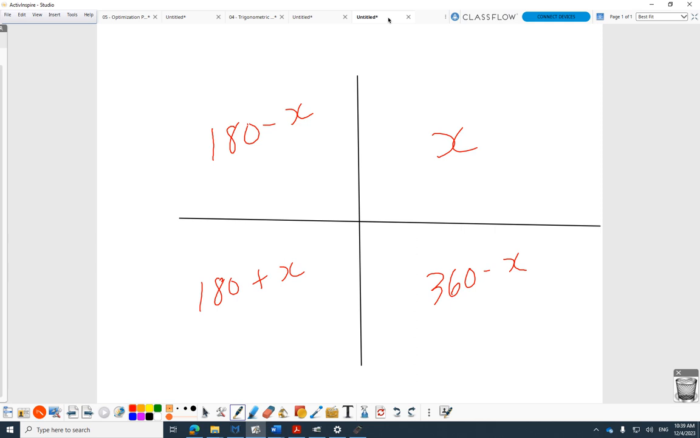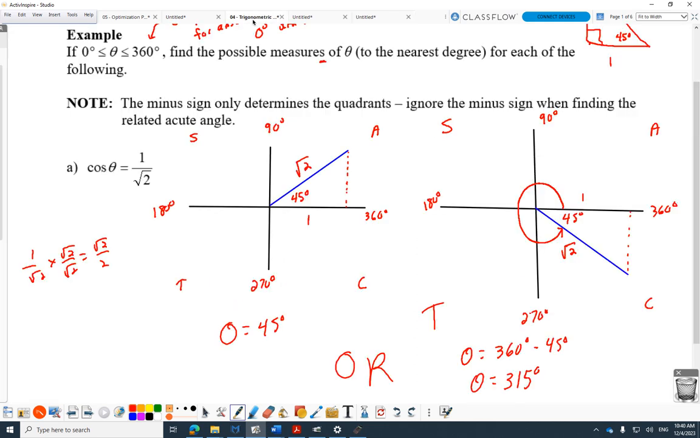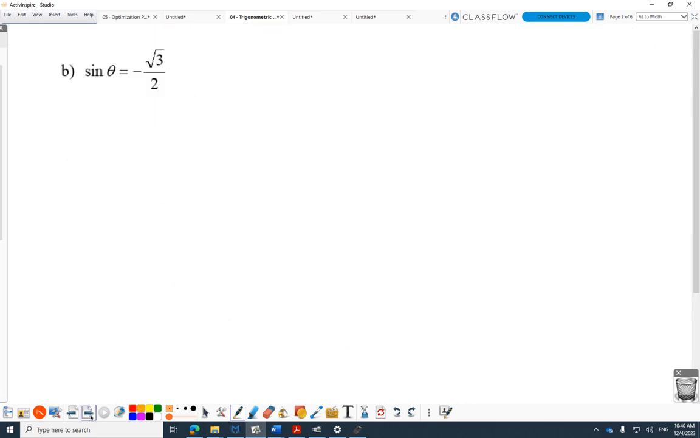Back to here. Are we okay now? Good? Can we do another one? You're going to see, I'm just going to do 8 in a row now. Let's just try a new scenario. Sine theta equals negative root 3 over 2.